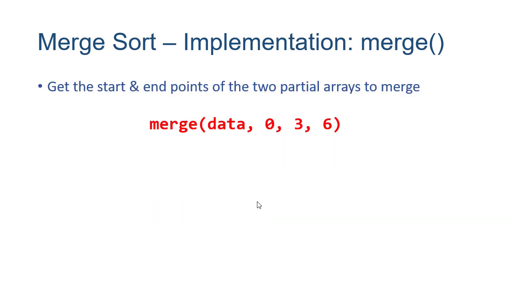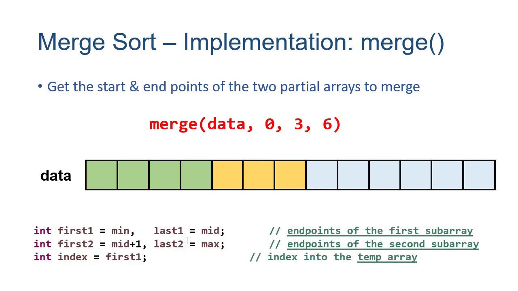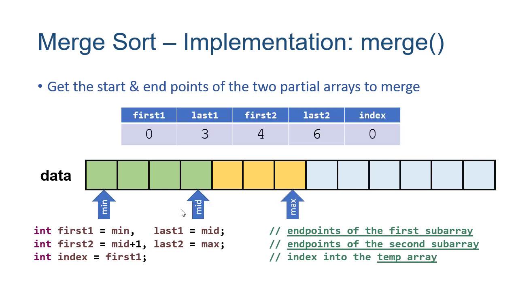We're going to get the start and end points of the two partial arrays that we want to merge. So here we have our data, and you can see we have some calculations. First one and last one are the start and end points of the first array. First two, last two are the start and end points of the second array, and index is where we are in the combined array. So here we have these calculated. First one is 0, last one is 3, from 0 to 3. First two is 4, last two is 6, giving us this subarray.